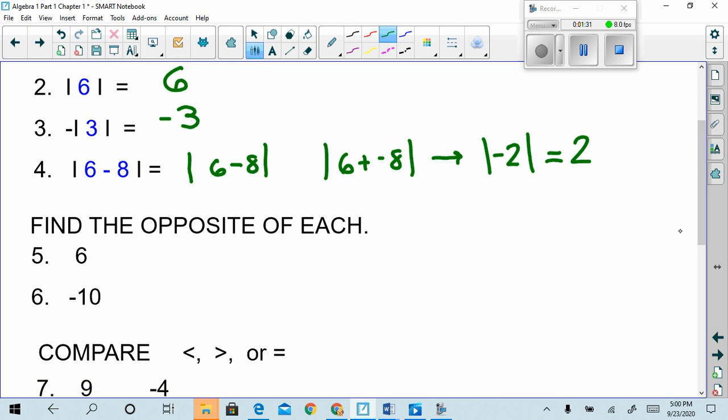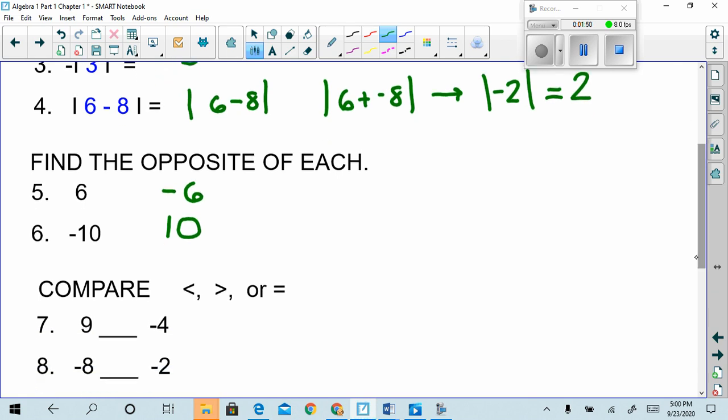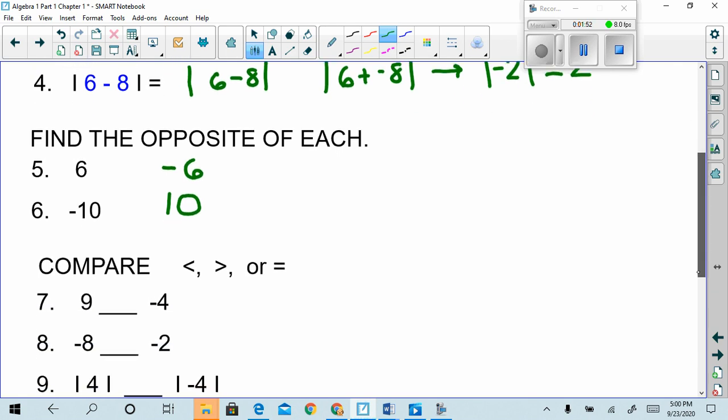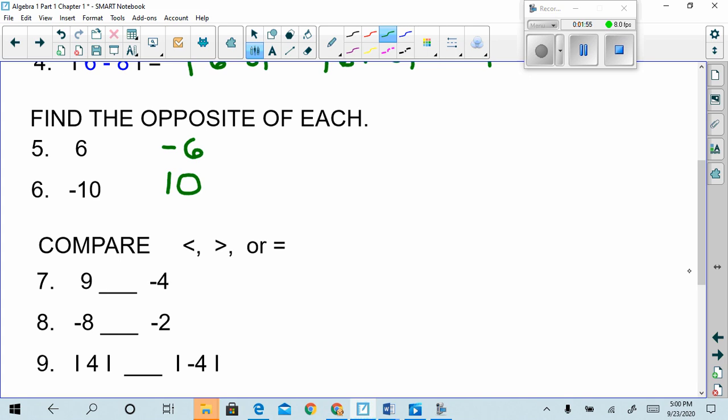The next topic is really easy, opposites. Opposites are the same distance but on the reverse side of the origin. So the opposite of 6 is -6, and the opposite of -10 is just 10. On to comparisons. Comparisons, something could be compared with a less than symbol, a greater than symbol, or even an equal to symbol. When I think about 9 and comparing it to -4, 9 is greater than -4.